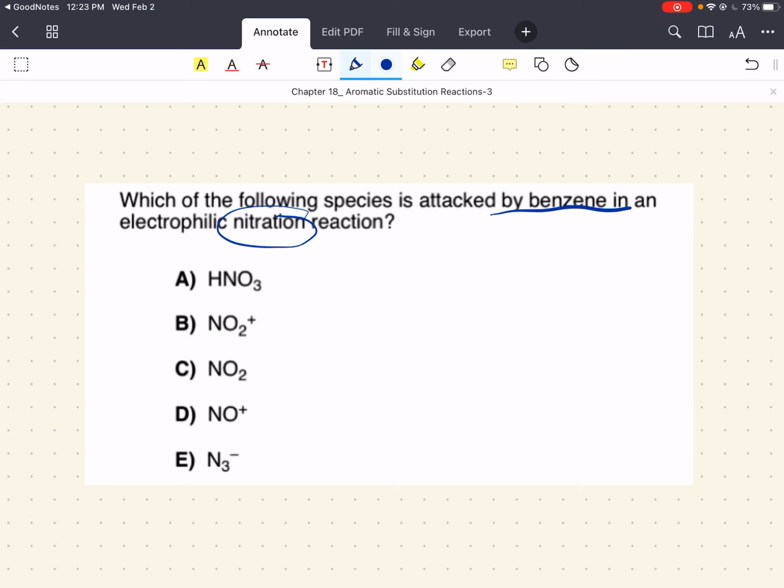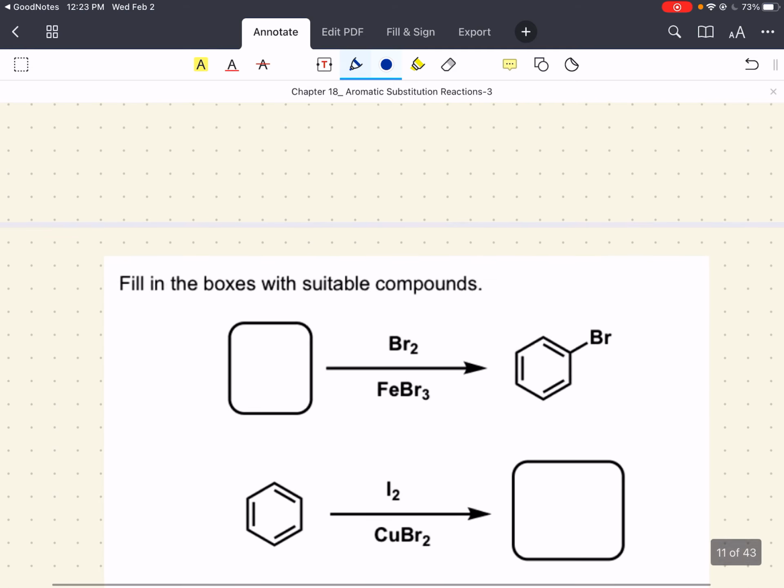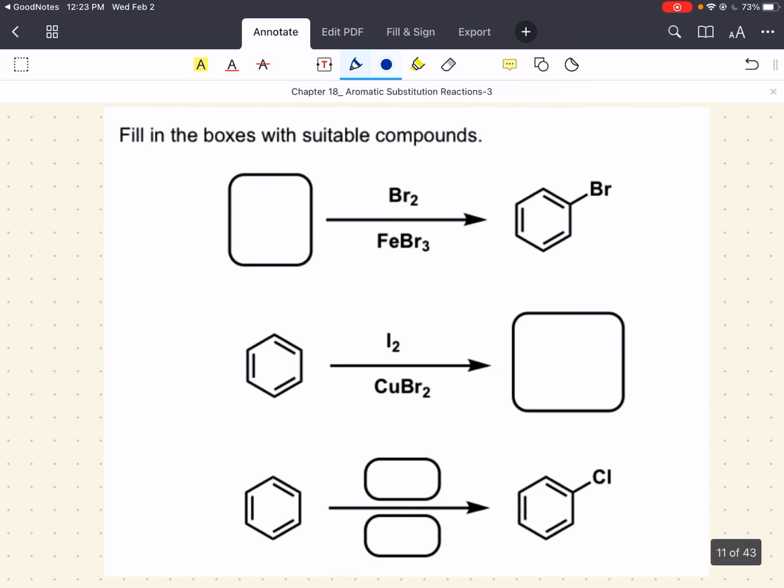All right, the species that is attacked by benzene in an electrophilic nitration reaction is actually NO2 plus. So this is answer choice B. Now our next question says fill in the boxes with suitable compounds. So what do we start off with that we can treat with these reagents to form this product?